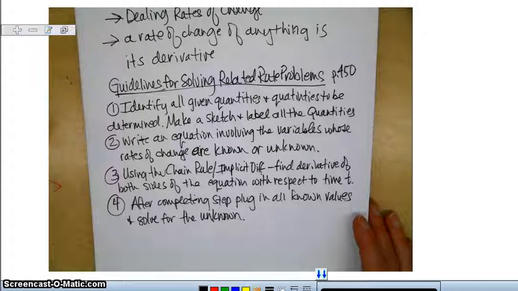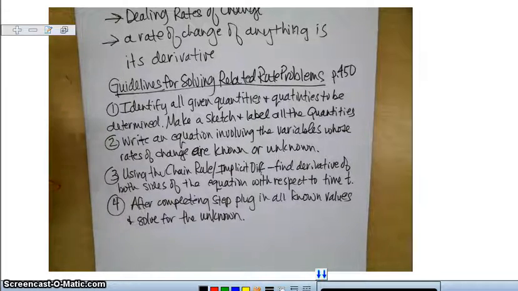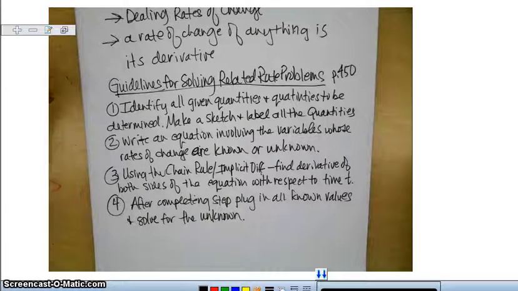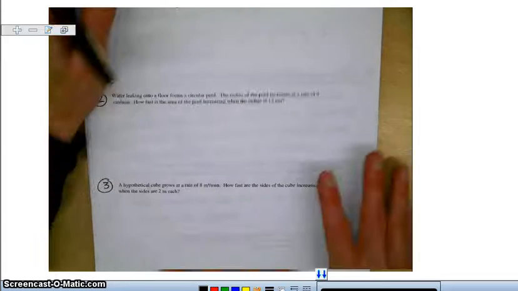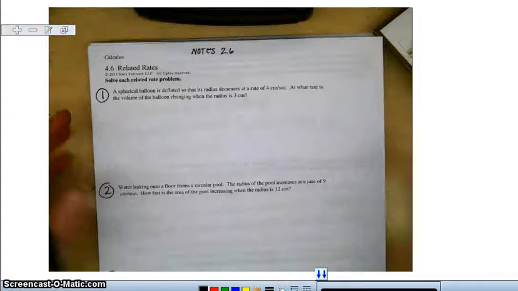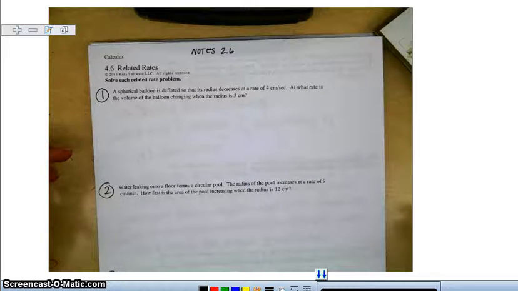So these are our guidelines. If you wanted your book out and open so you could refer to them while we're doing examples, that's fine, because I can't leave this up here and do problems. So what I did give you for examples that we're going to look at today is a worksheet. It says notes 2.6, that's what we're going to look at here. I'm going to follow those steps on probably 5 of these examples today. And then your homework is the next assignment.